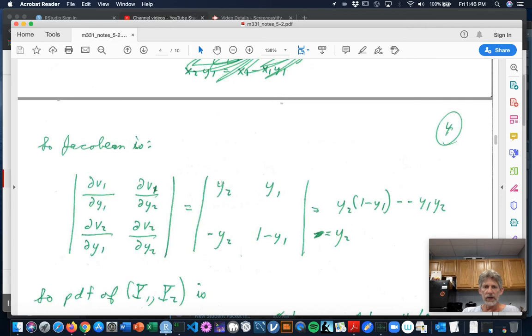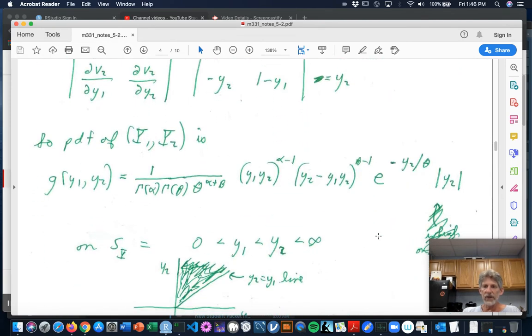And so when you take the determinant, you do a y2 times a 1 minus y1 down the diagonal. And then you're supposed to subtract off y1 times a minus y2 down the other diagonal. And simplify that with some algebra, and you just come up with y2. Sorry.